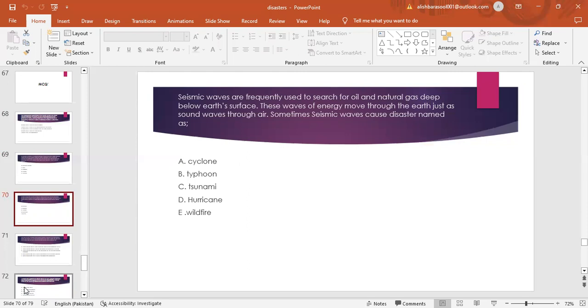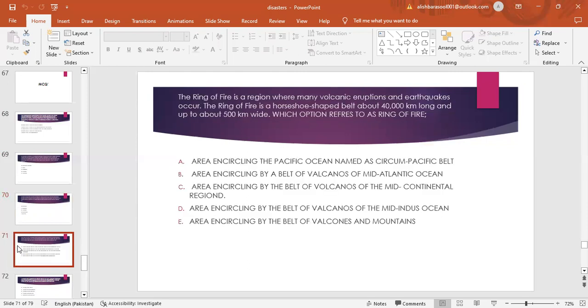C. Yes, C is the right answer. The Ring of Fire is a region where many volcanic eruptions and earthquakes occur. The Ring of Fire is a horseshoe-shaped belt about 40,000 kilometers long and up to about 500 kilometers wide. Which option refers to the Ring of Fire?